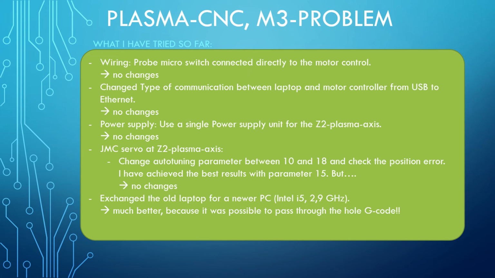And lastly, I changed the old laptop with the 1.86 gigahertz CPU to a newer one with a faster 2.9 gigahertz CPU, and this got a much better result because it was possible to pass through the whole test G-code. All 5 M3 moves could be done, but after a few attempts the error popped up again.